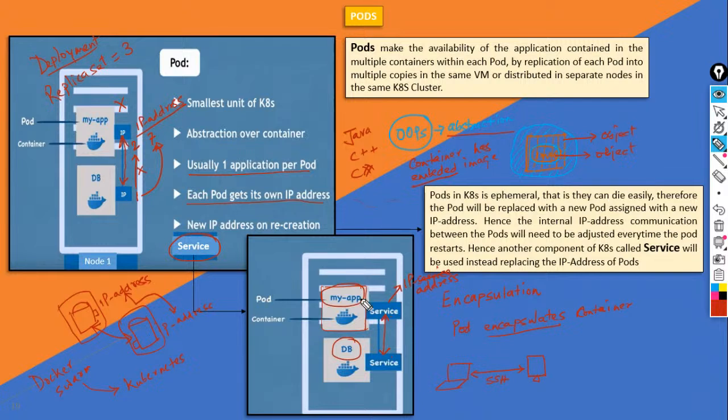But if this pod dies, will the service die? You tell me, because now this is a separate object. Yes, these two objects are linked to each other. They are attached to each other. But if this object dies, does that mean that this object will also die? No, it is still live. So if this pod is replaced, it will again be attached with the same service.